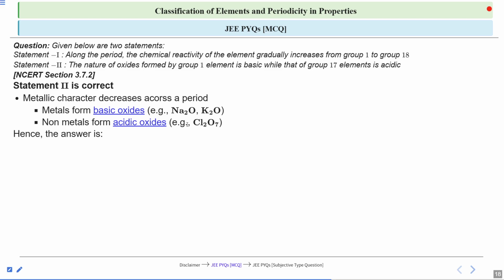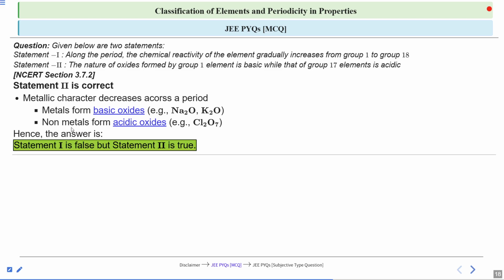From these two lines, what can we say? That statement 1 is false, but statement 2 is true, because metallic character is decreasing. Therefore, the basicity of the oxides will also decrease. And on the rightmost part, the 17 group element will be the most acidic one. Yes, the correct answer for the neutral oxides will be NO, CO, N2O.